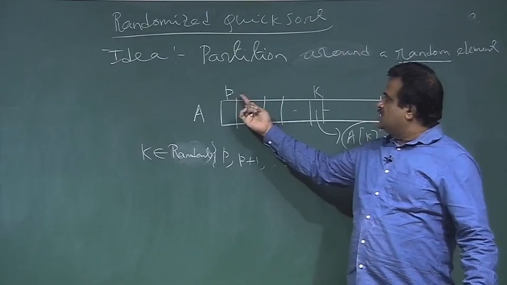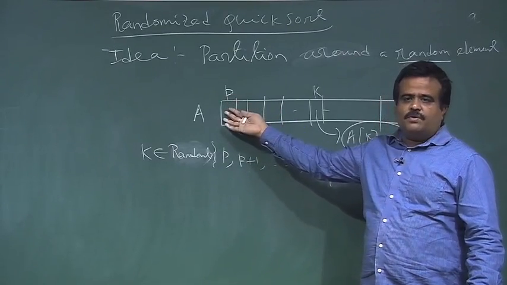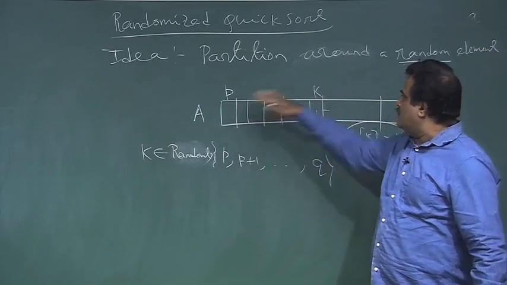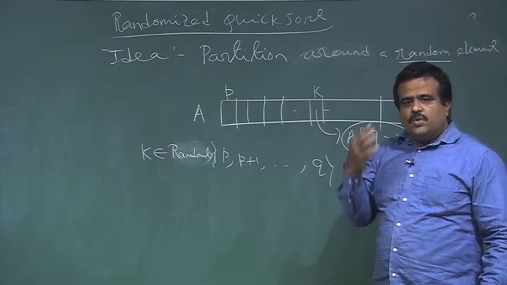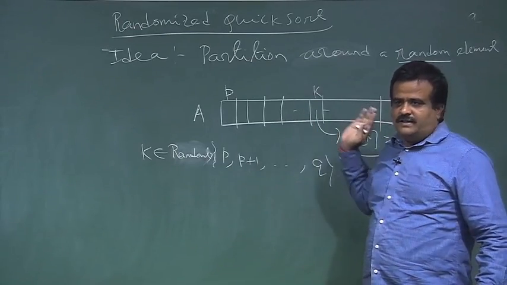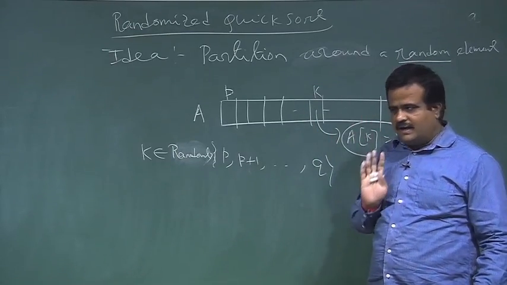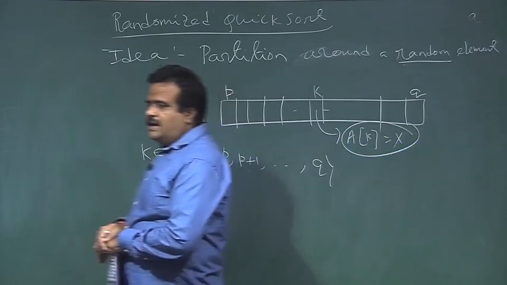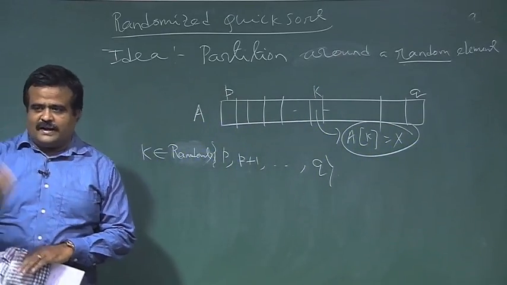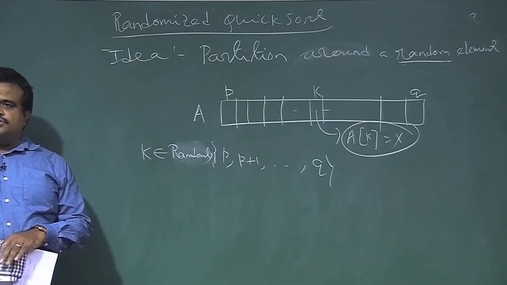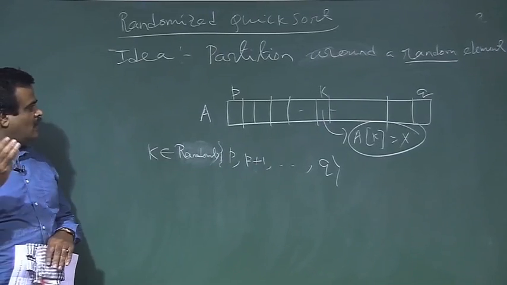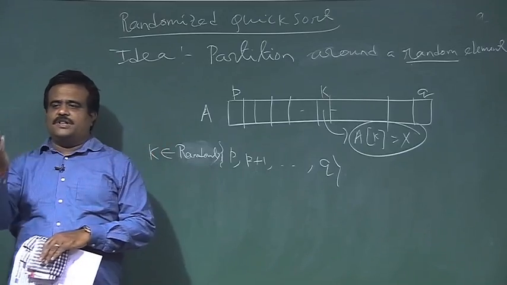Maybe this A[p] can be the pivot, maybe A[p+1]. We do not know which one. Any one of these elements can come with a probability 1 by n if there are n elements. So that is the idea. We choose the pivot randomly from this set at run time. Before running the code, nobody knows which position is going to be the pivot element.